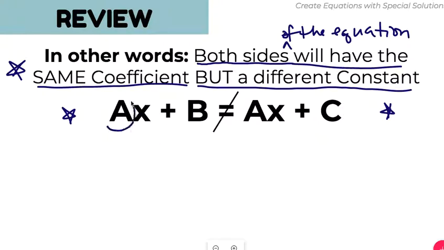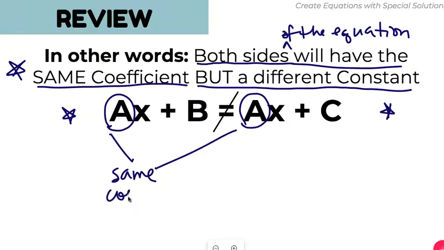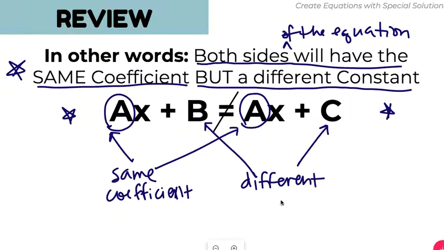So if we look here, I compare my A to my A, label those, same coefficient. And then if we look at our constants, I have a B on one side and a C on the other side. Different constants. That's the key, especially when we're creating our own equations. So get all that copied.